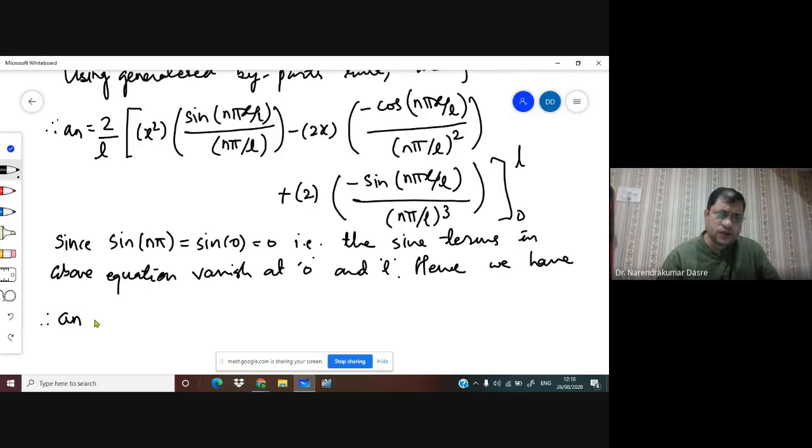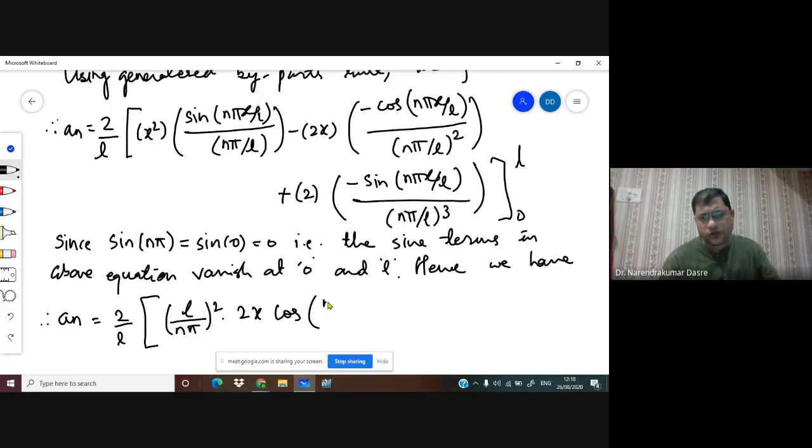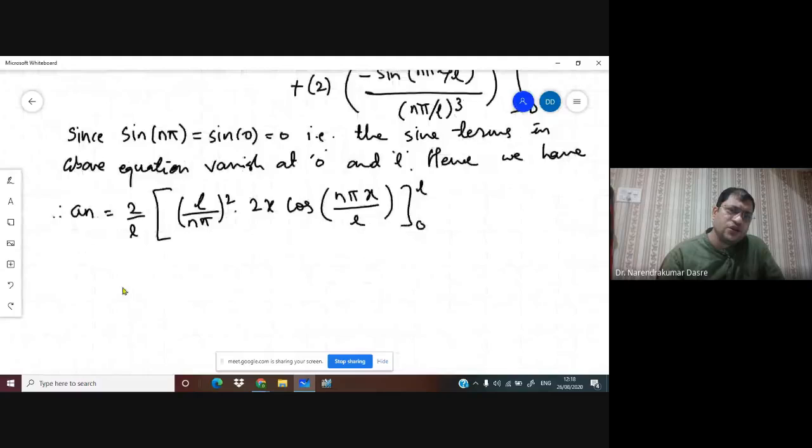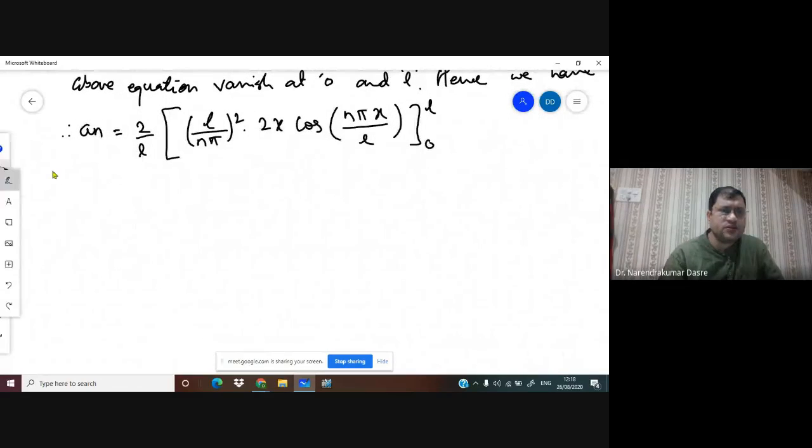a_n is equal to 2 by L. This minus minus will become plus, so I'll be having L upon n pi bracket square, 2x cos of n pi x by L from 0 to a. Okay, so this minus and this minus will become plus, so I am writing it like this. Now let us apply the values.